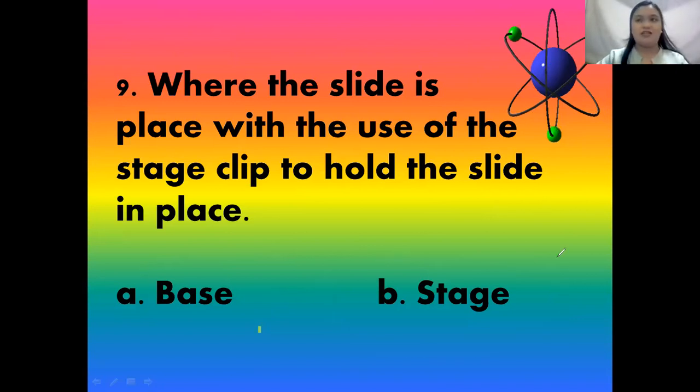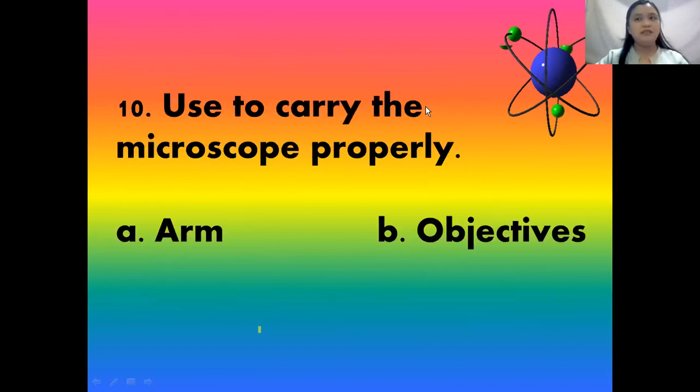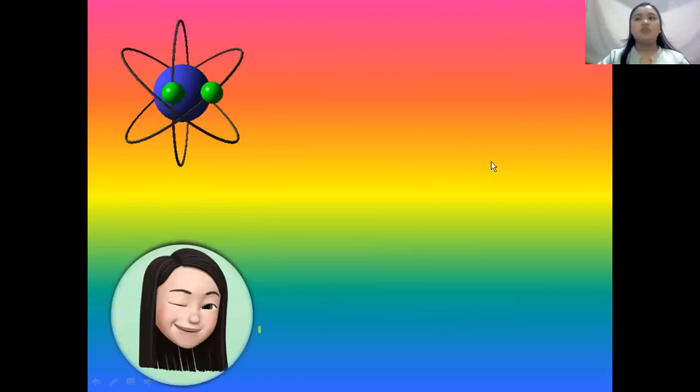Okay, next. Number 10, used to carry the microscope properly. A, arm, or B, objectives. All right, the correct answer is arm. So that's it.